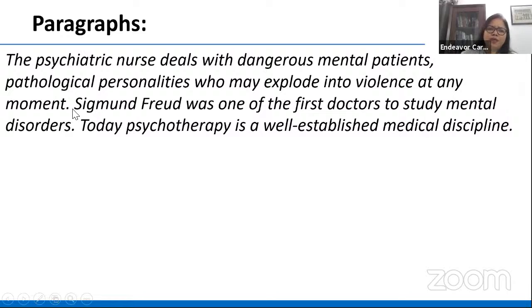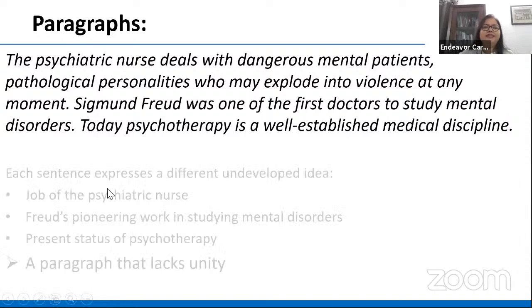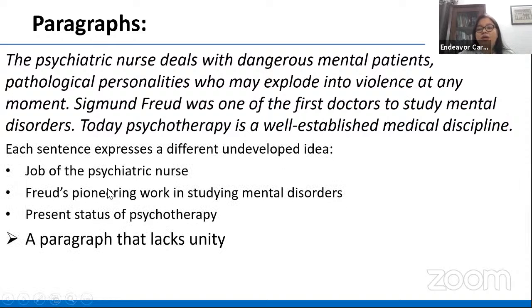Between first and second, something seems to be missing. Between second and third, something seems to be missing. So this is a paragraph that can't be called a paragraph, because here is a paragraph that lacks unity. It just doesn't have coherence. The three lines don't connect with each other. Each sentence expresses a different, undeveloped idea, right?